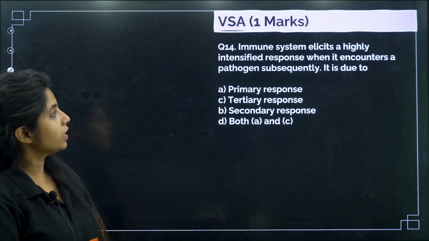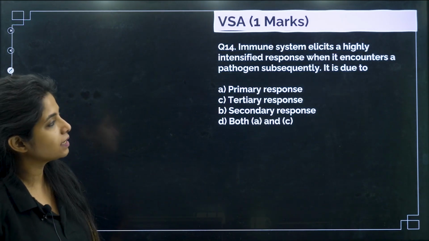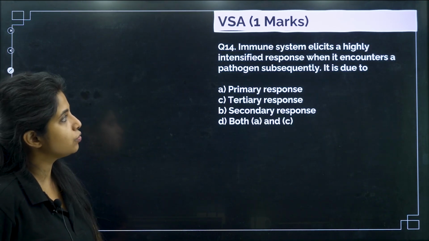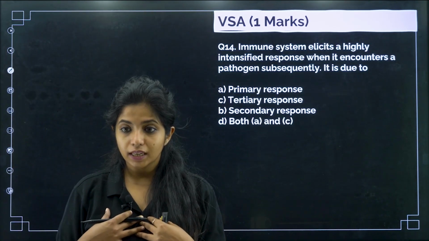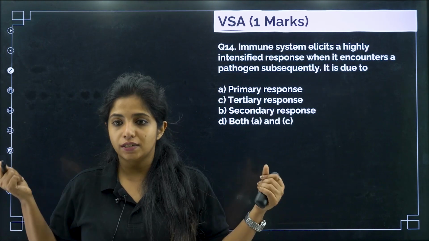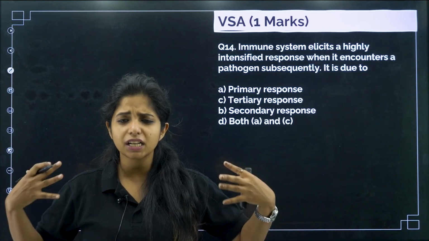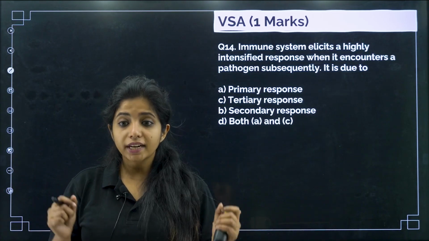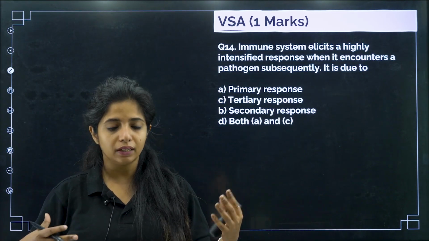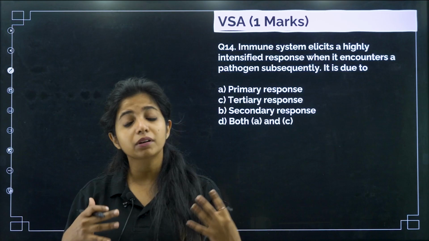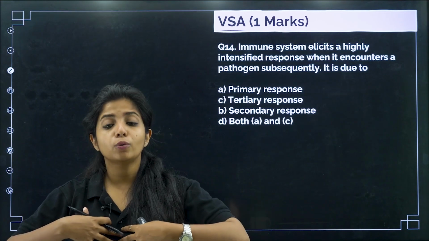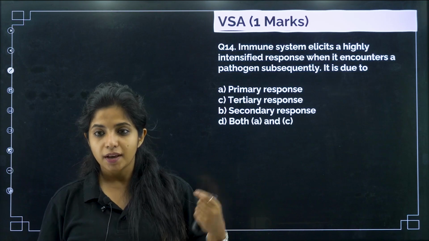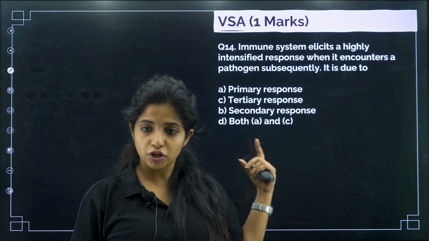Now, immune system elicits a highly intensified response when it encounters a pathogen subsequently. It is due to what? So, immune system, it elicits as in it causes a highly intensified response. Highly intensified as in it brings out so many cells in this particular response. When it encounters a pathogen subsequently, as in the next time, the second time it encounters a pathogen, it gives out a big response. It is due to what? Primary response, secondary response, tertiary response, or both.